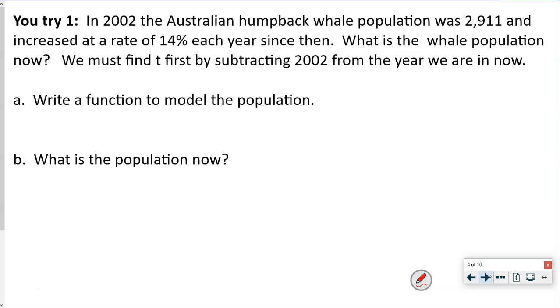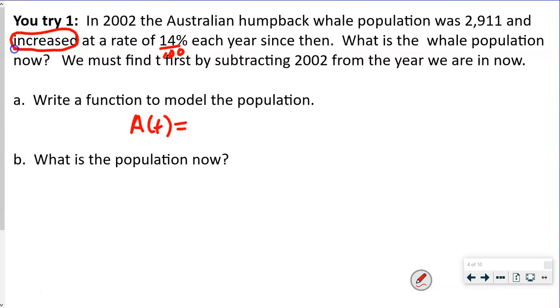So this one says in Australia in 2002, the humpback whale population was 2,911 and increased at a rate of 14% each year since then. What is the whale population now? And it says we must find t first by subtracting 2002 from the year we're in now. But the other thing we want to look at is, notice here it says increase. So this is a growth function again. So when we write our function, our A of t is going to be, and remember, we're going to divide this by 100 or move it 2 places to the left.